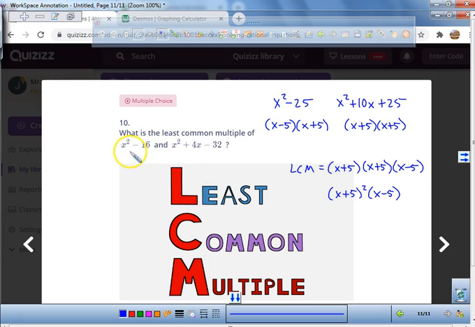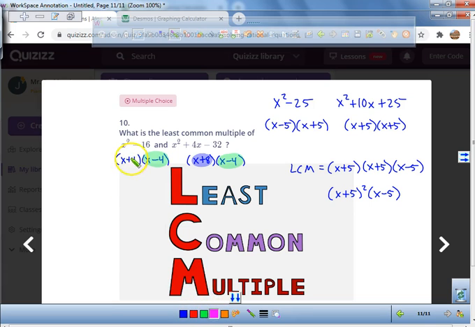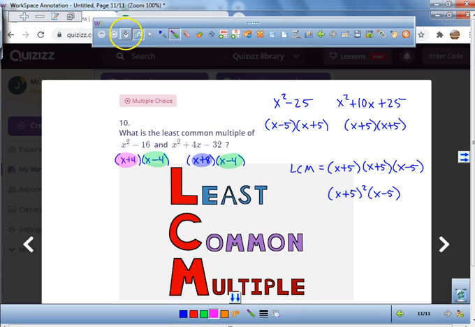So you have to know what that factors to. You have to know what this factors to. Now this factors to, it's a difference of squares, x plus 4 and x minus 4. But this one factors to x plus 8 and x minus 4. All right? Now, what do they share? If they share something in common, you don't have to do it twice. This only has one of them. This only has one of them. So that has to be one of the factors, then this has to be another factor, and then this has to be a third factor. So you're actually going to have to use all three of those. But I'm not going to tell you the answer.